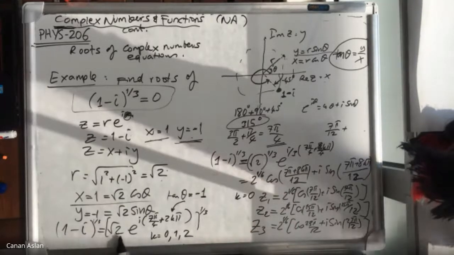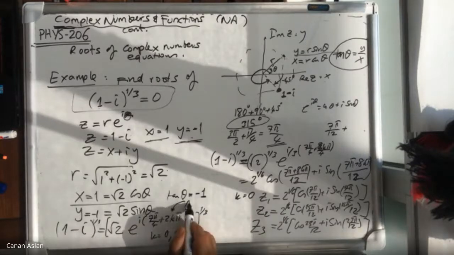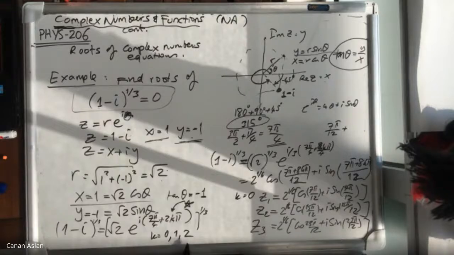1 minus I is this: square root of 2 times e to the I times (7 pi over 4 plus 2k pi). The important point is that 2k pi is the phase that you have to add. This is very important. Otherwise, you cannot get 3 roots. Why do we need 3 roots? Because this is a third order equation. A third order equation gives you 3 roots. It's like a cubic equation, but the inverse of it.